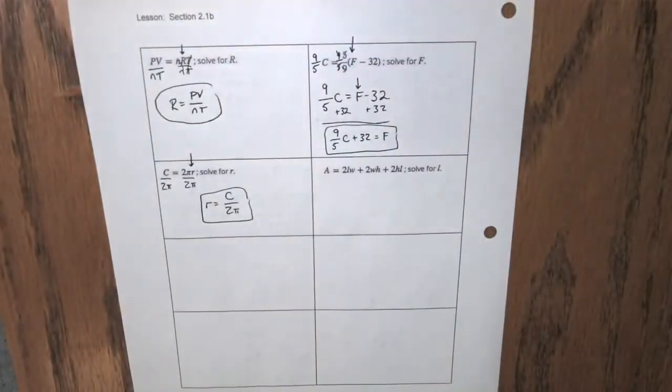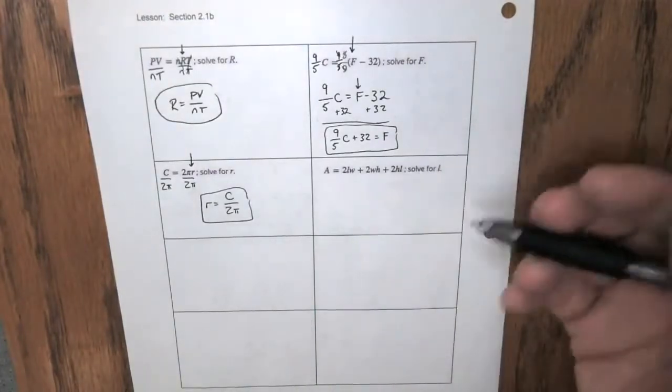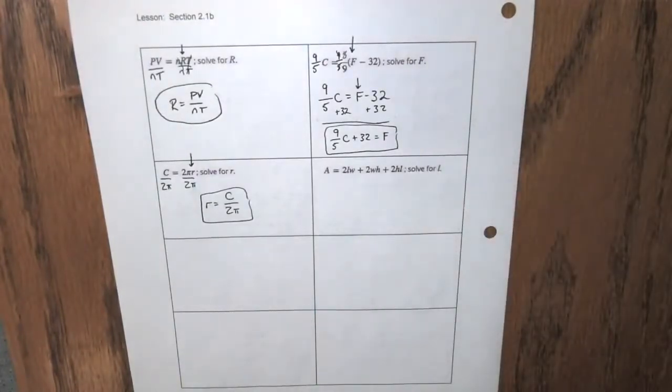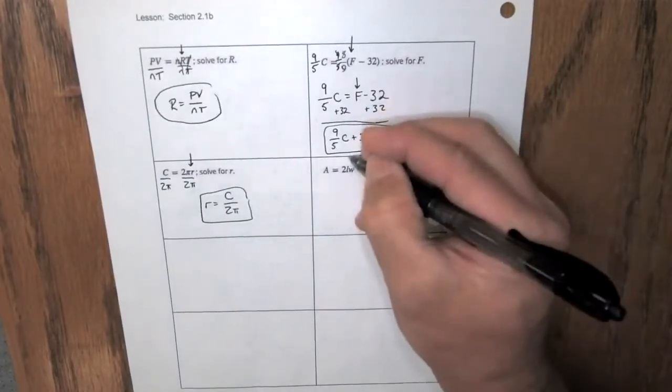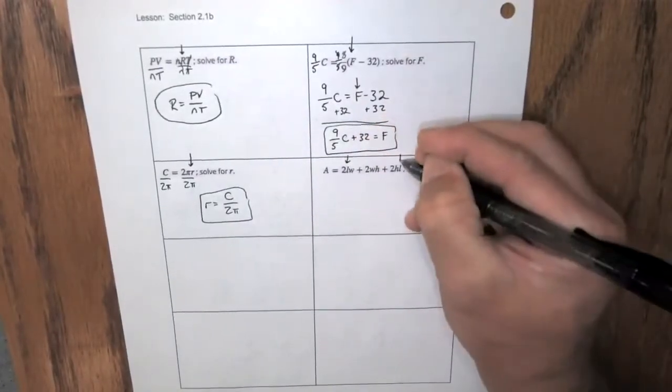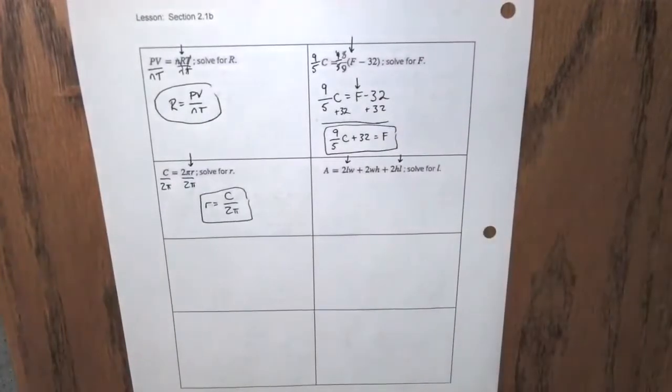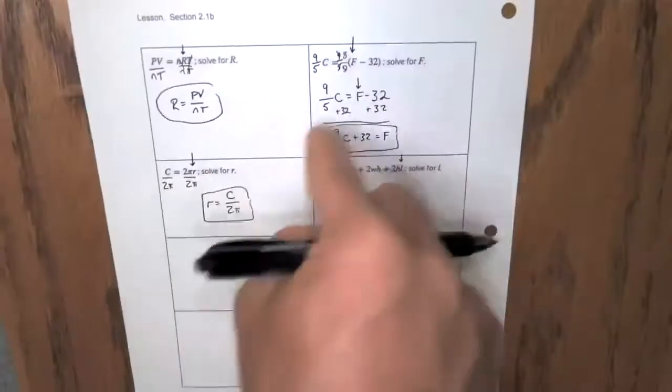All right, last one of this. 2.1b, I believe, only has 5 questions in it. These are 4 of them. What am I solving for here? L. I want you to make arrows to all the L's. Figure out where they're all at. See how we have multiple of them? We haven't had one like that yet.